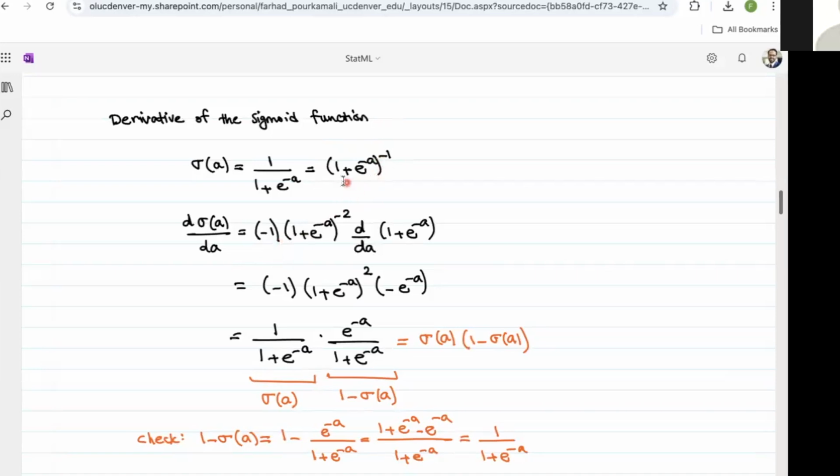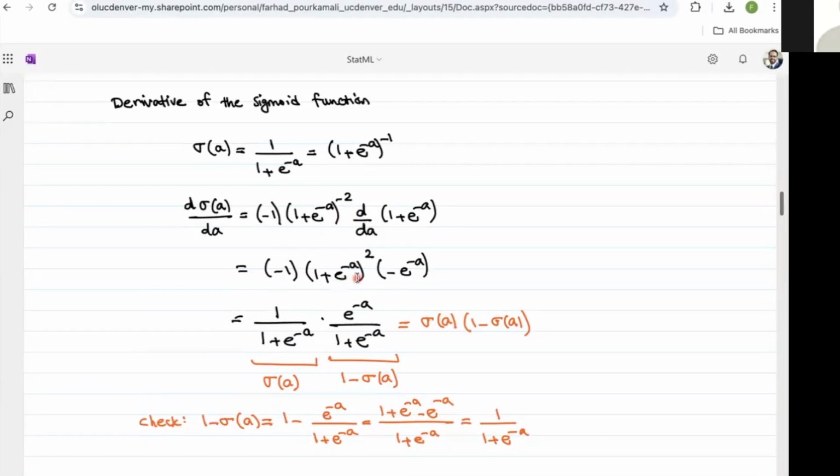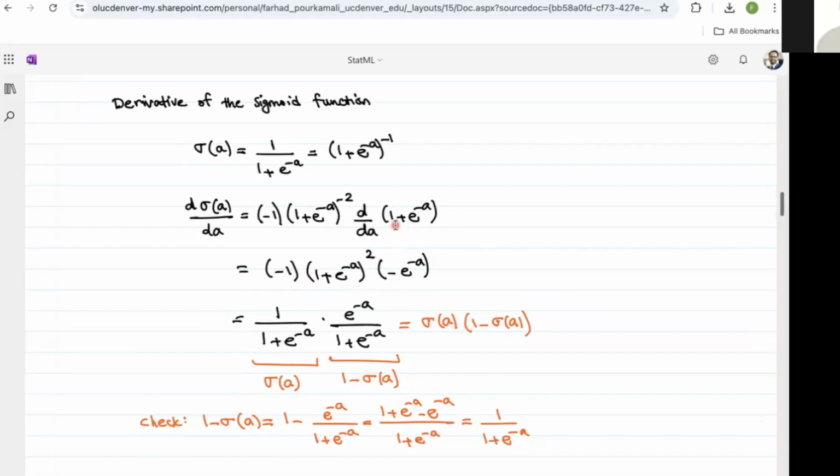And we know that if we consider this as, let's say, some variable, then we get negative 1, this variable raised to the power of negative 2, and then we have to find the derivative of what's inside these parentheses. And if we simplify this, and if we use the fact that we know the derivative of the exponential function, we can see that for this last term, the derivative of 1 is 0, and then we get this negative sign and negative e to the negative a.